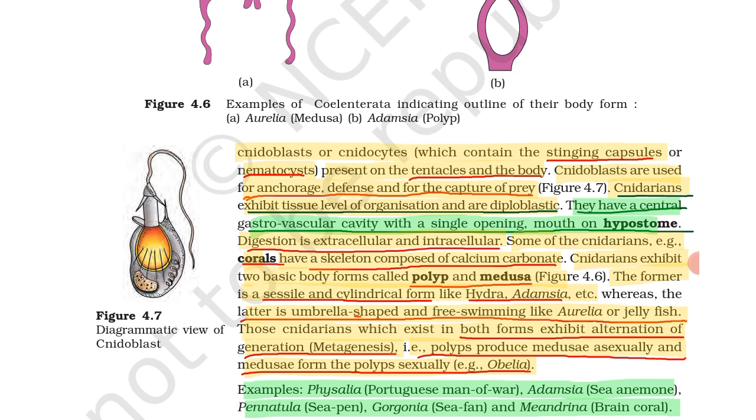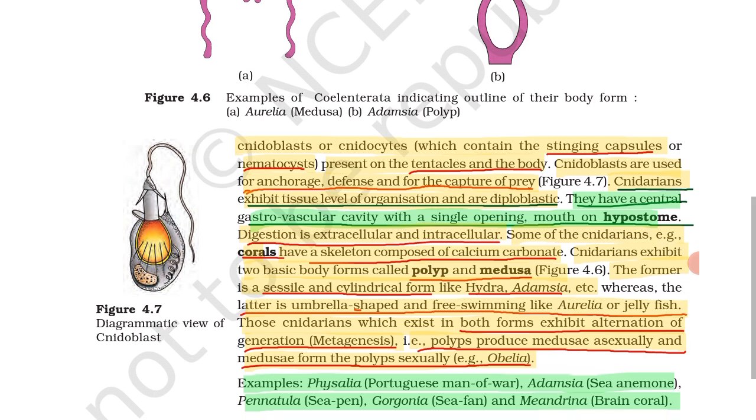The cnidoblasts are used for offense, defense and capture of prey. Means they attack the other organism, defend, and they capture the prey.